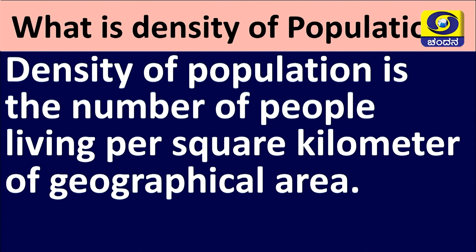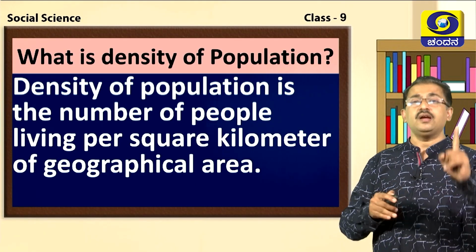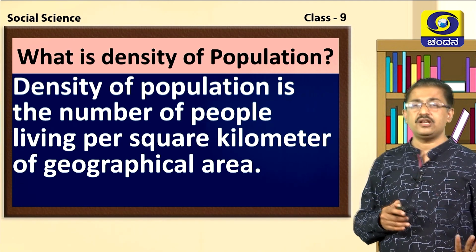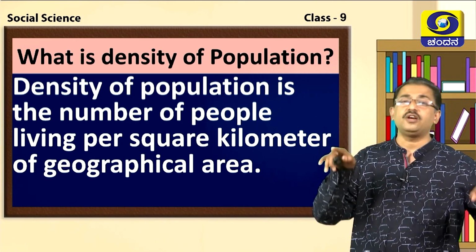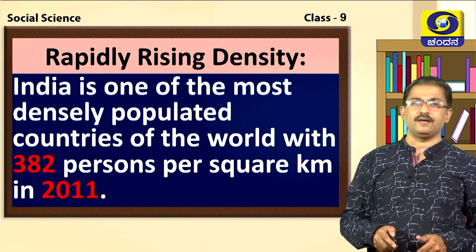Now let us understand what is density of population. Density of population is the number of people living per square kilometer of a geographical area. That means how many people are living per square kilometer in a nation, that shows the density of population of that area, right.